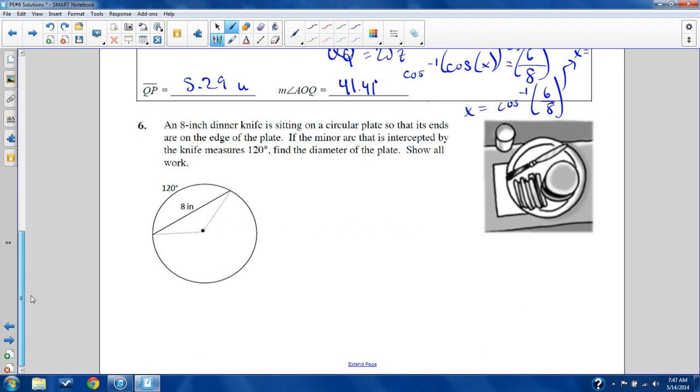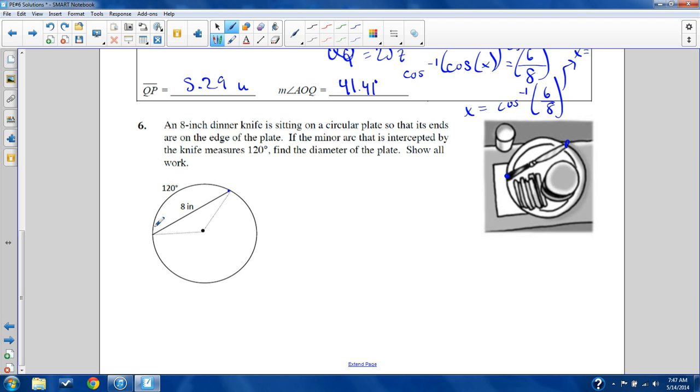Okay, an 8-inch dinner knife right here. Oh, here it is. An 8-inch dinner knife is sitting on a circular plate so that its ends are on the edge of the plate. So here's an end point, here's an end point. It forms a chord. If the minor arc that is intercepted by the knife measures 120 degrees, find the diameter of the plate, show all work.